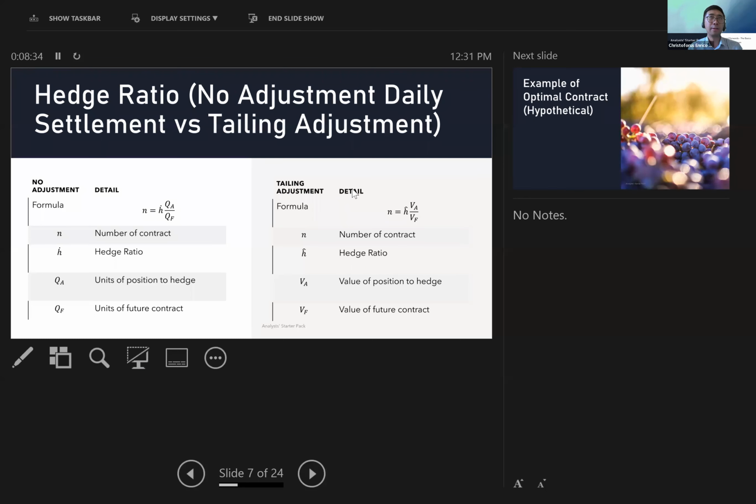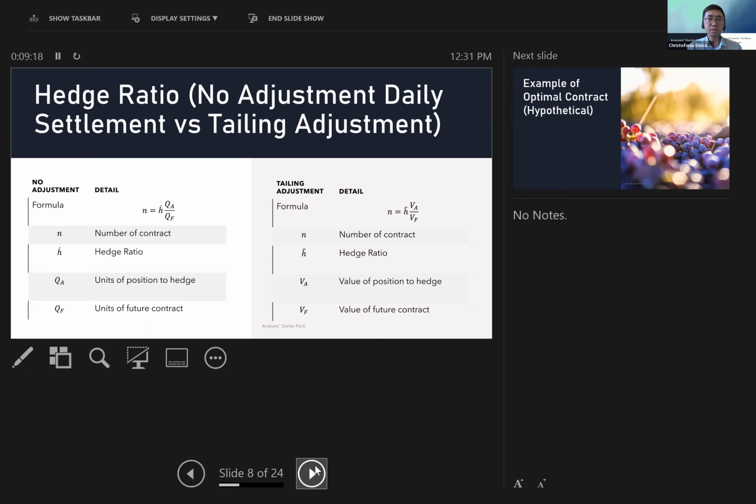Like for example, if you have 42,000 gallons of jet fuel divided by the size of the contract itself, like maybe 5,000 for heating oil or something. But if you have the daily adjustment, instead of multiplying by the units, you multiply by the value of the position. So for example, the value of the position is 42,000 gallons multiplied by the spot price, and the value of the futures is multiplied by the futures price. So it's the value, not the size or units.